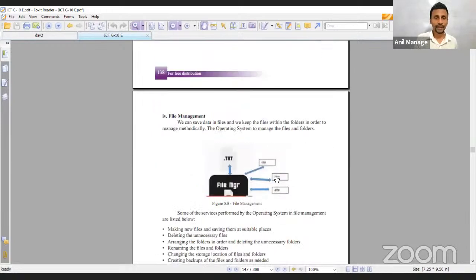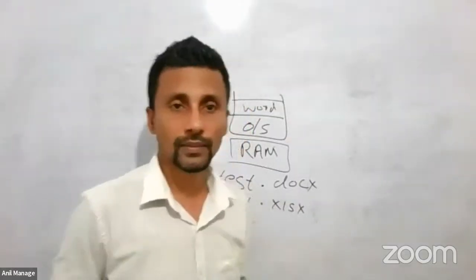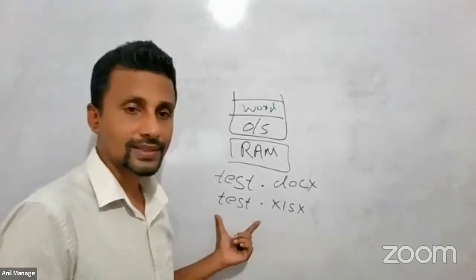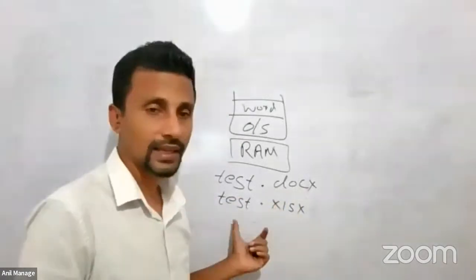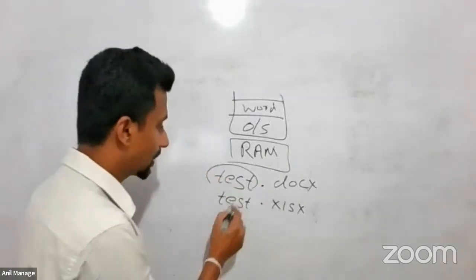Then we'll go to file management. Suppose you have a file called test.docx, and another file, test.xlsx. I will stop sharing, then you can see it properly. Now you have two files, test.docx and test.xlsx, with the same name.